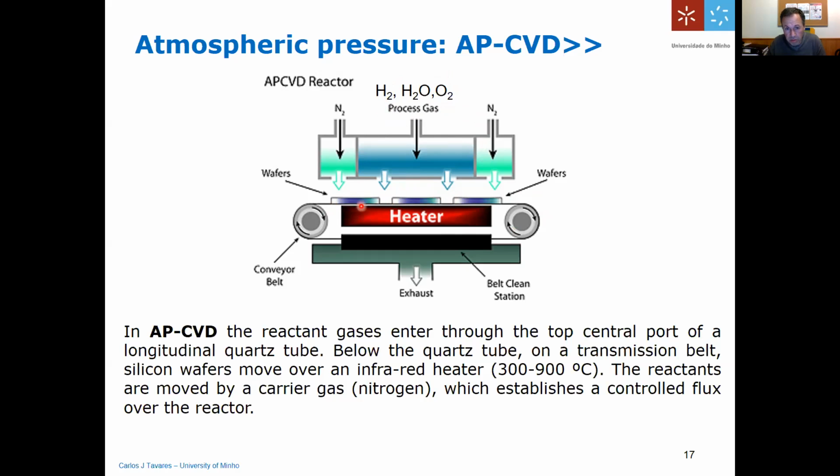Normally in industrial applications, we have this roll-to-roll system where the substrates are just fed under this reactor, and all gases, the inert gas, which is a carrier gas, and the process gas, are just fed onto the surface of these wafers. Normally you do this with this transmission belt, and you have an infrared heater which can heat the substrate between 300 and 900 degrees. So this is a simple process which does not require vacuum, just for treating silicon wafers.